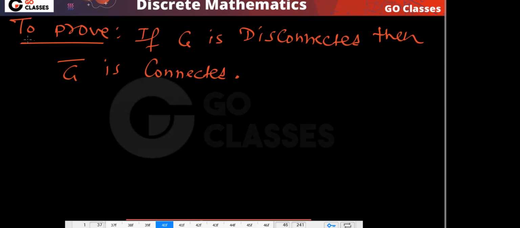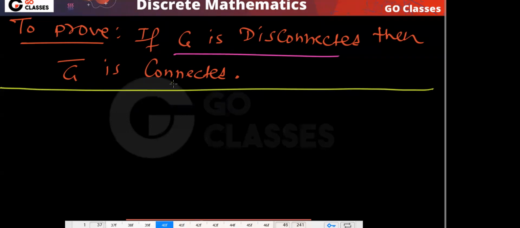Now let's prove this. If G is disconnected, this is given. Then G bar is connected. This is what I want to prove. And what should I do? What is your suggestion? What should I do to prove that G bar is connected?